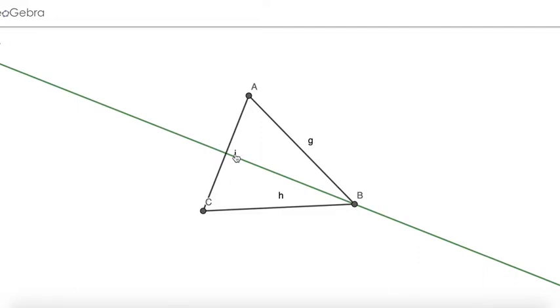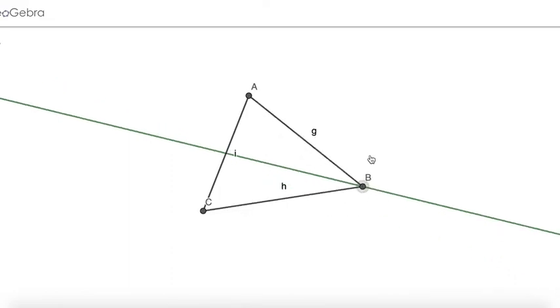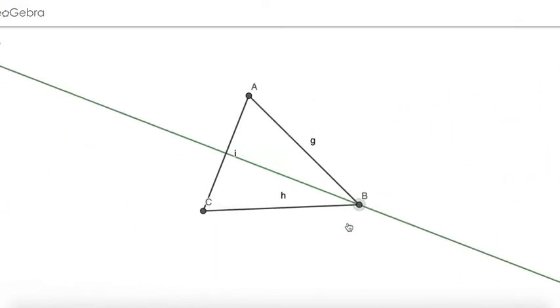A median is defined as a line segment that connects the midpoint of a side to the opposite vertex. So right here we have our triangle, and you can see that line I is going through B and is the midpoint of AC. And again, if I move around my triangle, no matter what I do, that will always continue to be in the middle of AC, and it'll always go through point B.